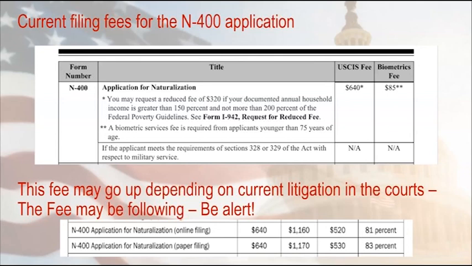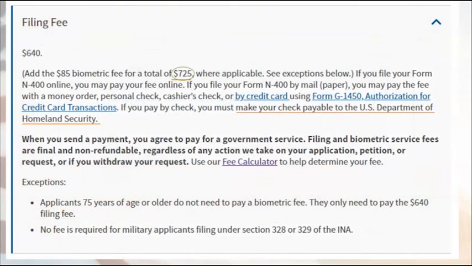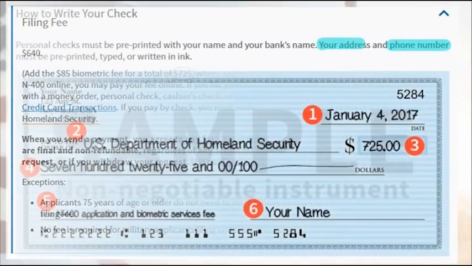Be alert. The N-400 application for naturalization, if you're filing online, potentially can be $1,160. The N-400 application for naturalization, if you're filing on paper, like we're reviewing right now, it will be $1,170. Now, this is current litigation. So currently, the fee is a combined total of $725. This includes USCIS fees and it includes your fingerprint fees. Please make sure you remember that. Make sure that you follow all directions.